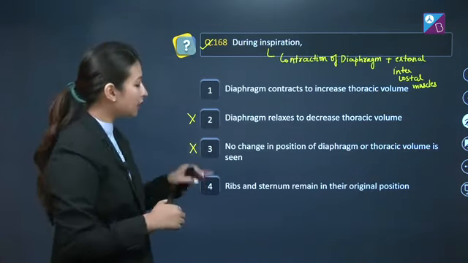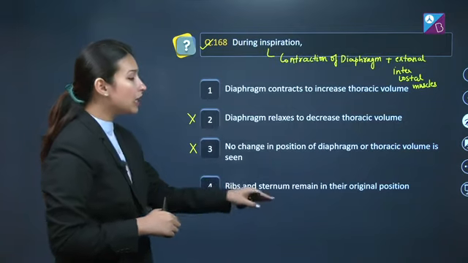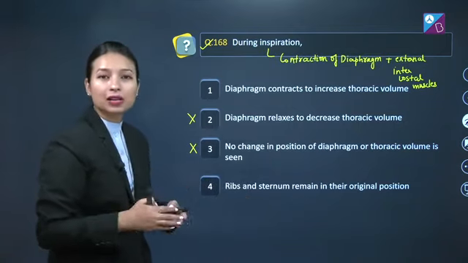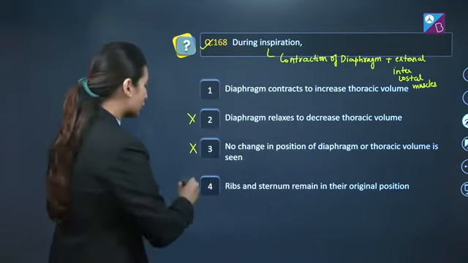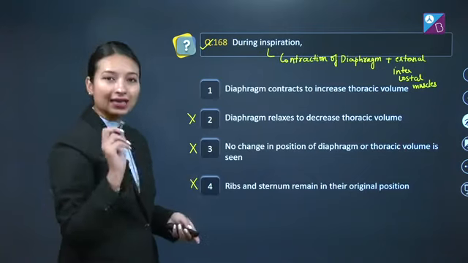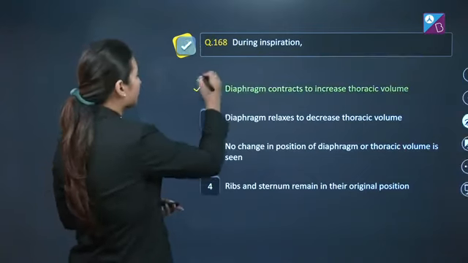Option number 4 here is ribs and sternum remain in their original position. This also does not happen during inspiration. So option number 4 is incorrect, and our correct answer here is option number 1.